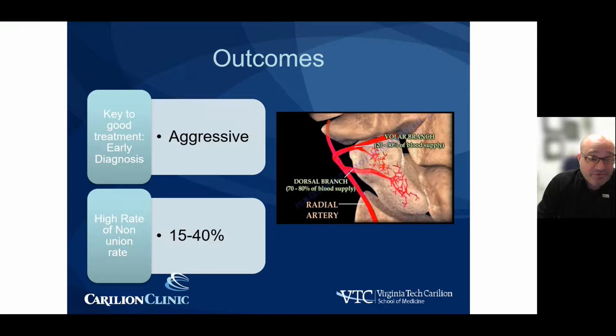Of note, as we treat these fractures, it's the outcomes. How do we improve our outcomes with patients with scaphoid fracture? One of the things that we've learned in our practice is aggressive early treatment, meaning the key to good treatment is early diagnosis, because of the high non-union rate, which has been reported to range from 15 to 40%. So we want to diagnose these early so we can treat them accordingly and efficiently.